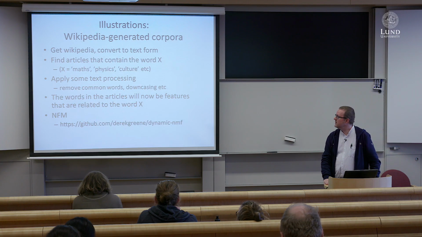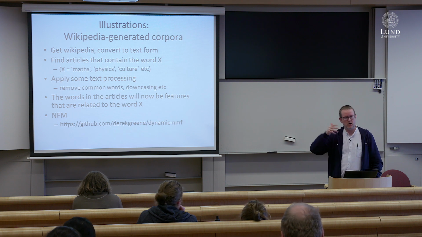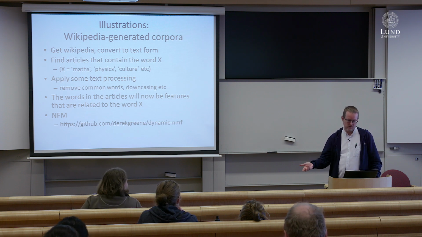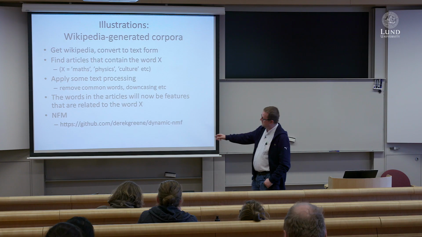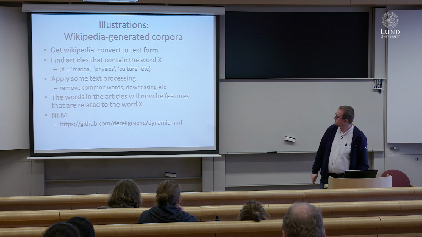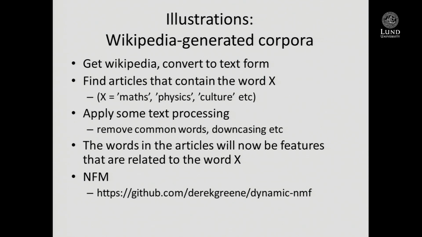So we can have maths, physics, culture. We extract all articles that contain an instance of a particular word. Then we apply some text processing to that, remove common words, downcasing, etc., which are quite good to do. And now the words in those articles will be features that can be related to this word X. I'm using a technique here, the non-negative matrix factorization, it should be NMF there. I'm using a package that does this NMF for me.